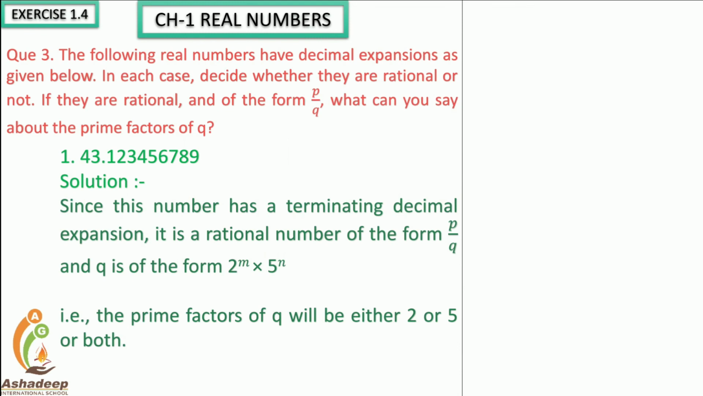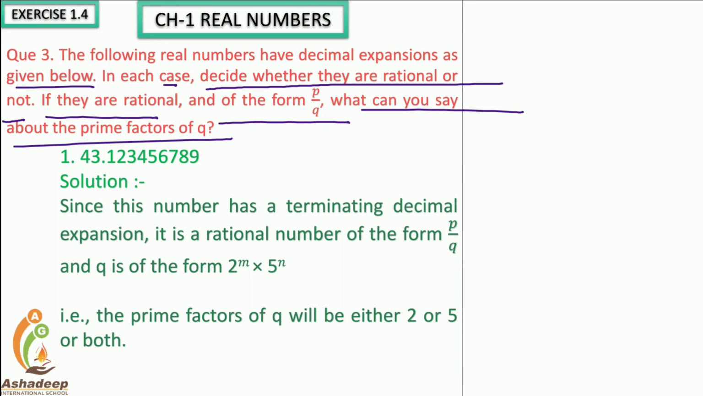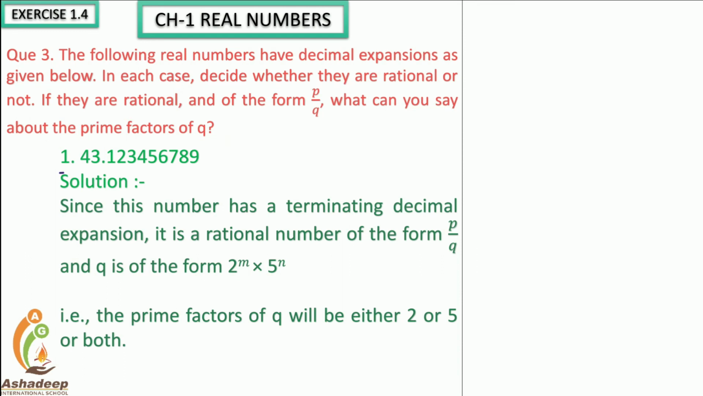Now the question number 3. It is a bit tricky sum. The following real numbers have the decimal expansion as given below. In each case, decide whether they are rational or not. If they are rational and in the form of p by q, what can you say about the prime factors of q? Now here you just need to check whether it is terminating, non-terminating recurring, or non-terminating non-recurring.